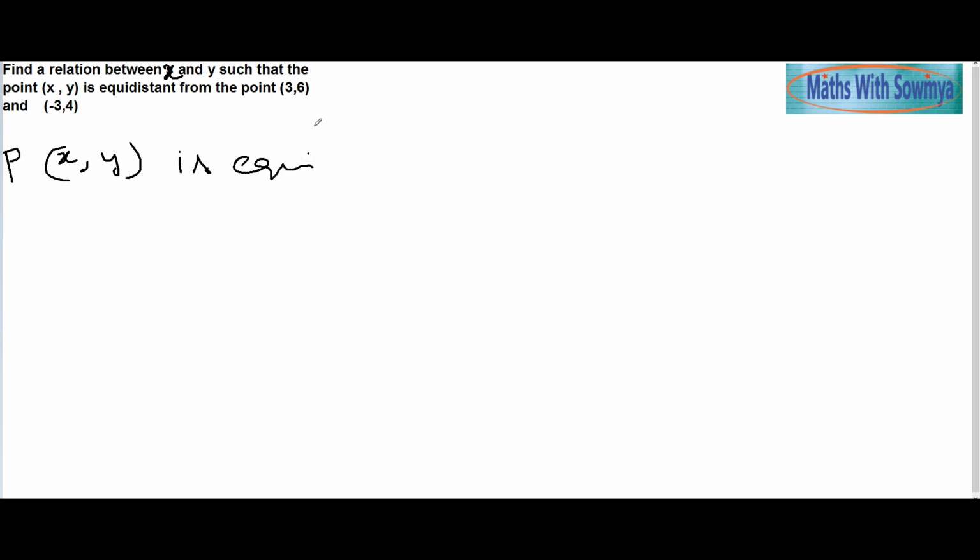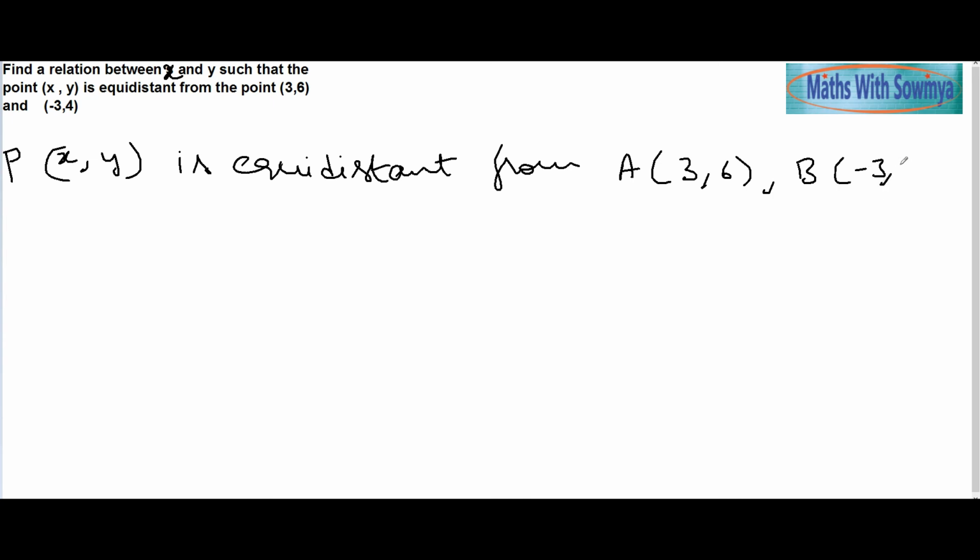Suppose I call it P, and this is equidistant from A, which I am giving like this, and B, let it be this. This is equidistant from both of them. That means PA is equal to PB. Again, the same thing we are going to apply here.